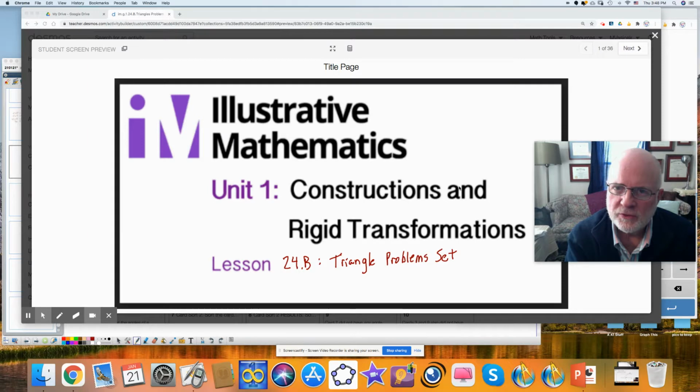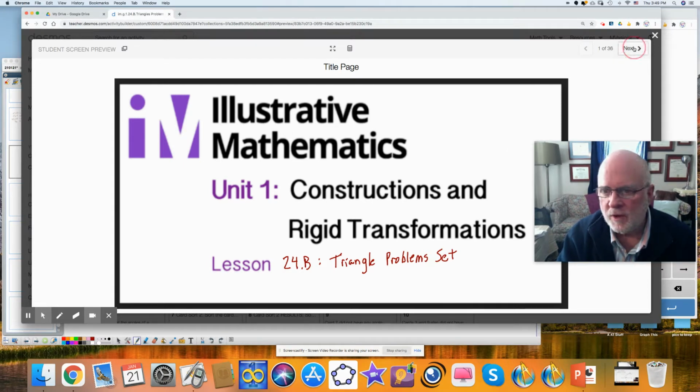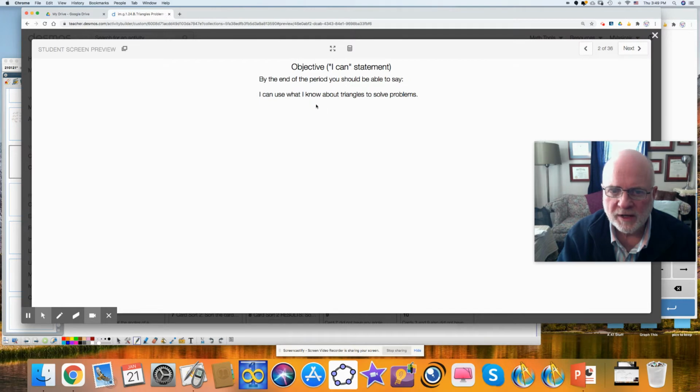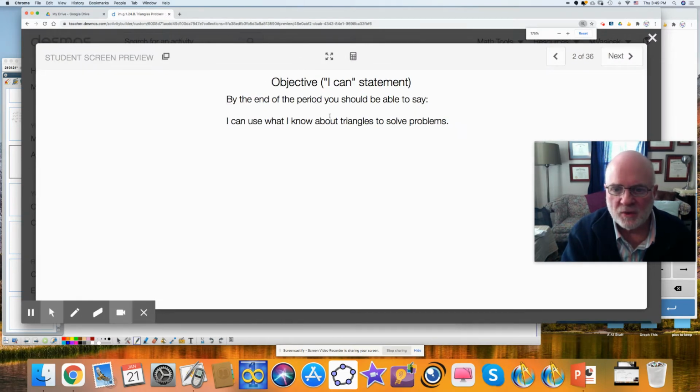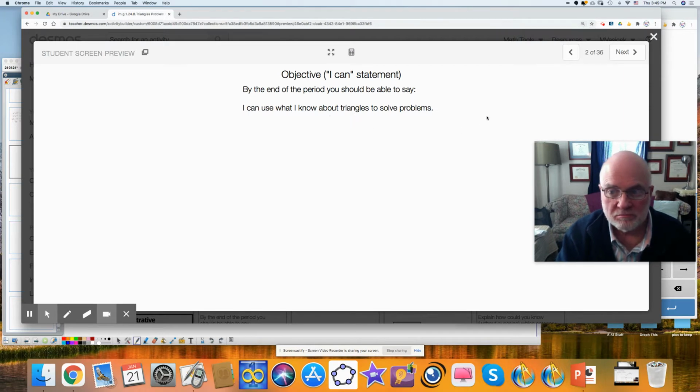It's not from Illustrative Mathematics, but it goes hand in hand with Illustrative Mathematics, chapter 21. Lesson 21 was on the triangle angle sum theorem. And this is some of the more mathy triangle problems set that I have put together to help you with your understanding of triangles. If we go to the objective, today's lesson, you will be able to say, I can use what I know about triangles to solve problems.